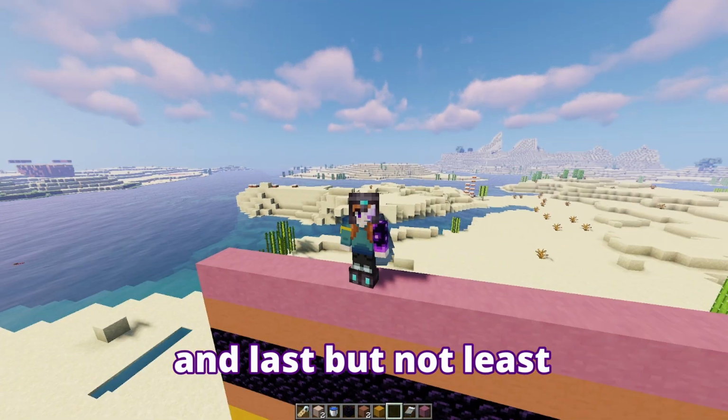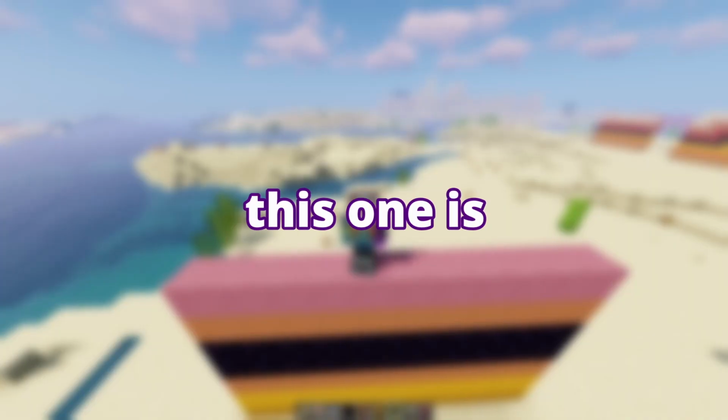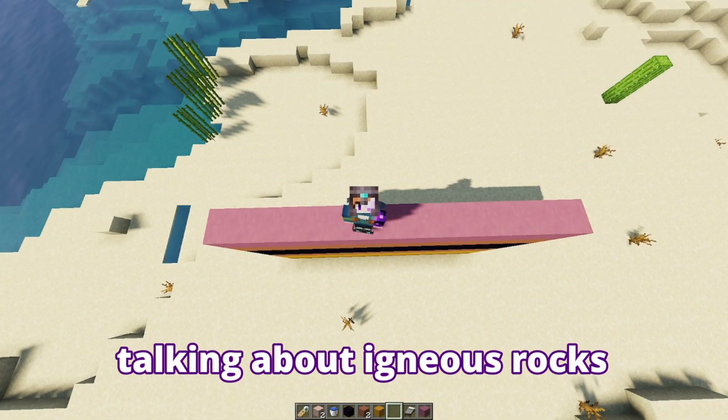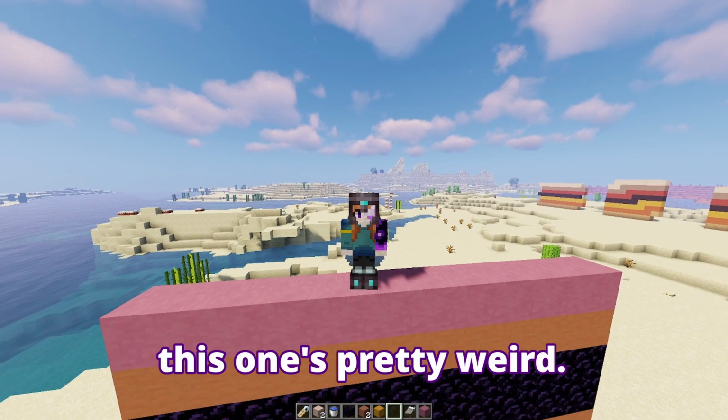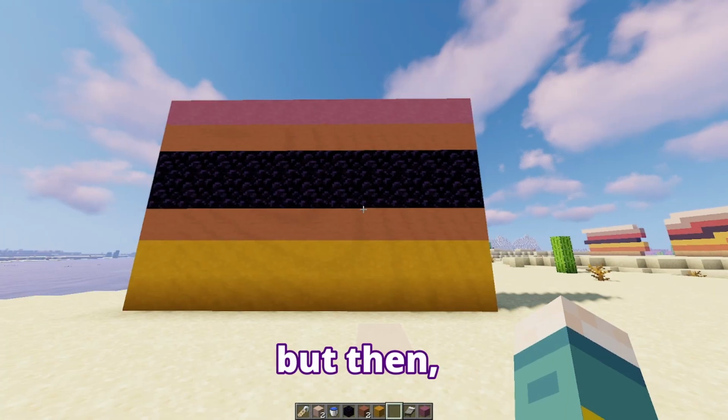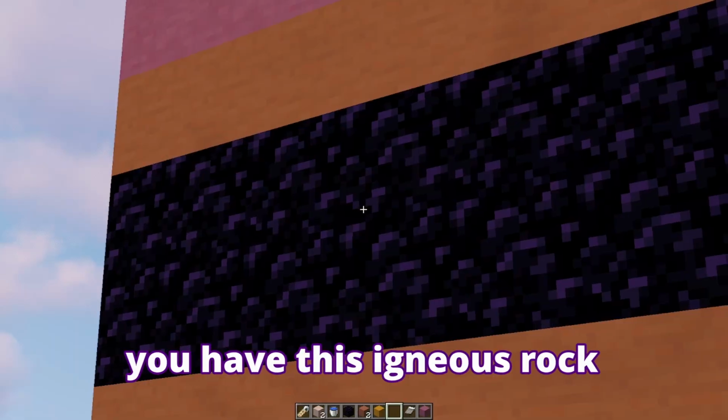And last but not least, we have the seventh principle. This one is the principle of baked contacts. And continuing the trend of talking about igneous rocks. And this one's pretty weird, but I'll try to explain it the best I can. Okay, so you have this sedimentary rock stack, but then interrupting this stack, you have this igneous rock.